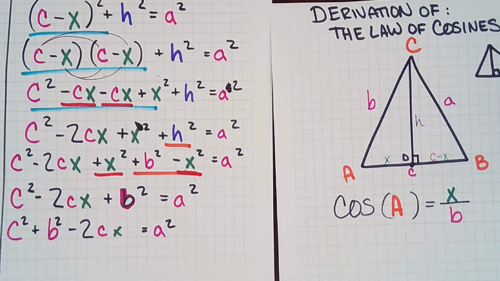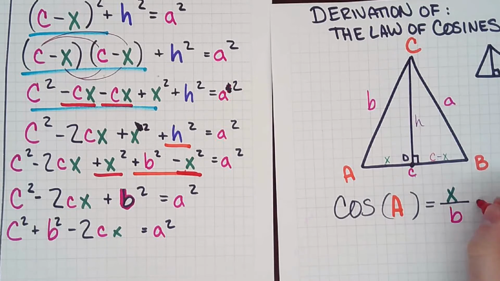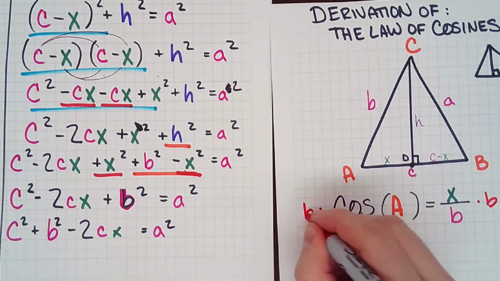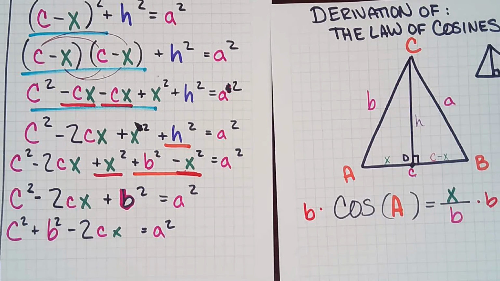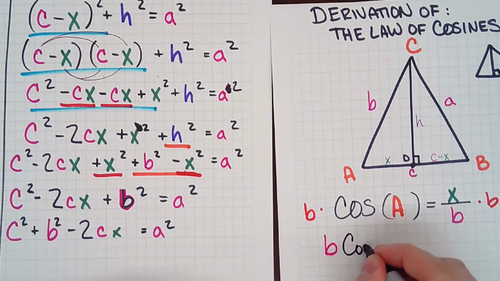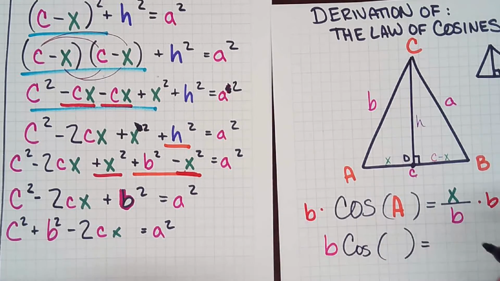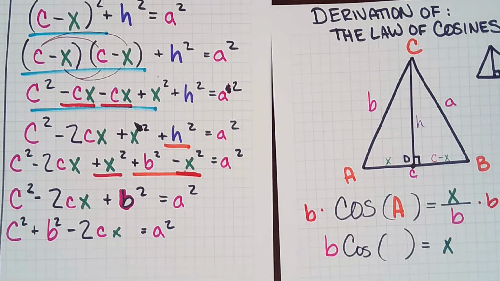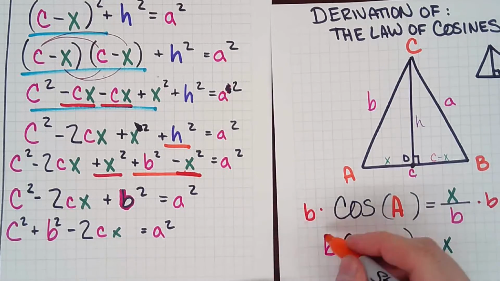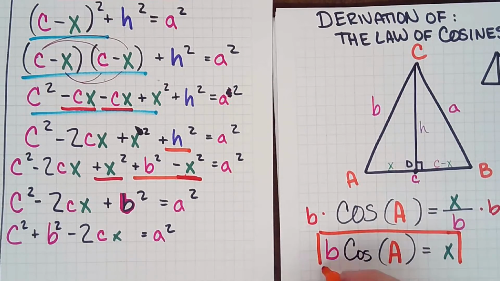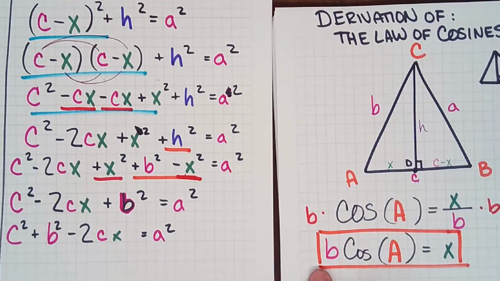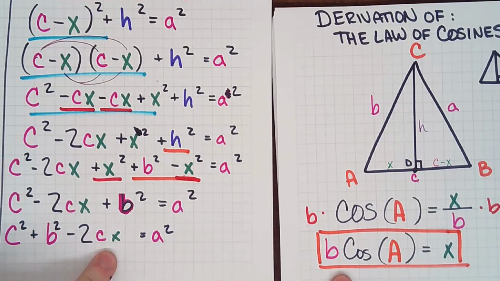So what am I going to do? Well, to get x on its own, b needs to be moved over. It's currently being divided, so I'm going to multiply to move it over. And when I do so, I get b times the cosine of angle A, and that's going to equal, well, these cancel, and I get x. So x is b times the cosine of angle A. All right, so I'm going to take this right here, and I'm going to plug this in, this part right here, in for x over here. So let's do that.